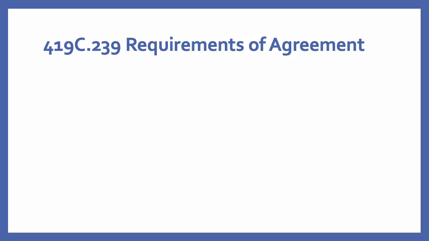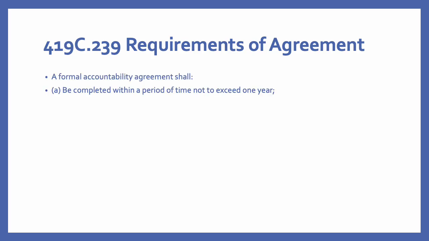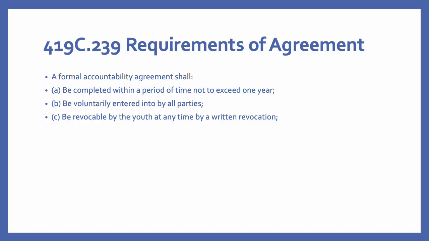419C.239 continues with FAAs and the requirements of the agreement. When we talk about a formal accountability agreement, there are certain components that it has to have. An FAA shall be completed within a period of time not to exceed 1 year. The FAA must be voluntarily entered into by all parties. The parties include the youth, the juvenile department, and the family.